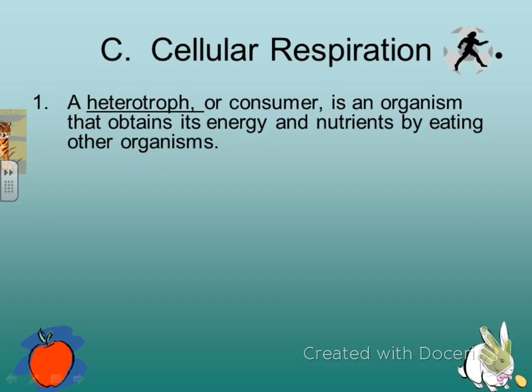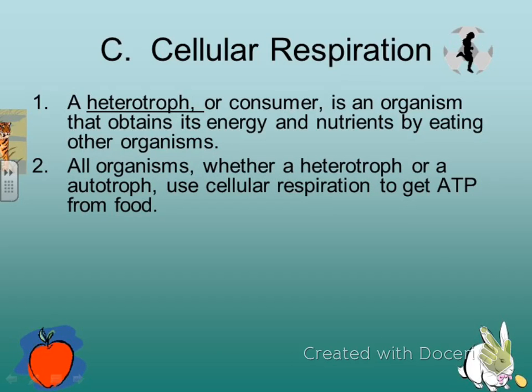First of all, it says a heterotroph or consumer is an organism that obtains its energy and nutrients by eating other organisms. Another word for a heterotroph is a consumer. All organisms, whether a heterotroph or an autotroph, use cellular respiration to get ATP from food. If you'll remember, ATP is energy.